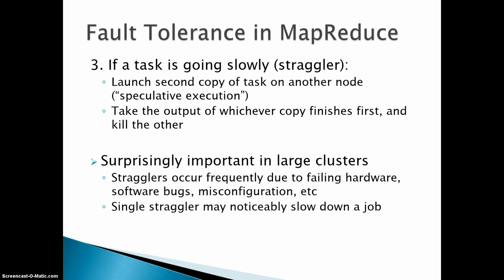If a task is going slowly, launch a second copy of the task on another node. This is known as speculative execution. Take the output of whichever copy finishes first and kill the second one. This is surprisingly important in large clusters: stragglers occur frequently due to failing hardware, software bugs, misconfiguration, etc. A single straggler may noticeably slow down a job.